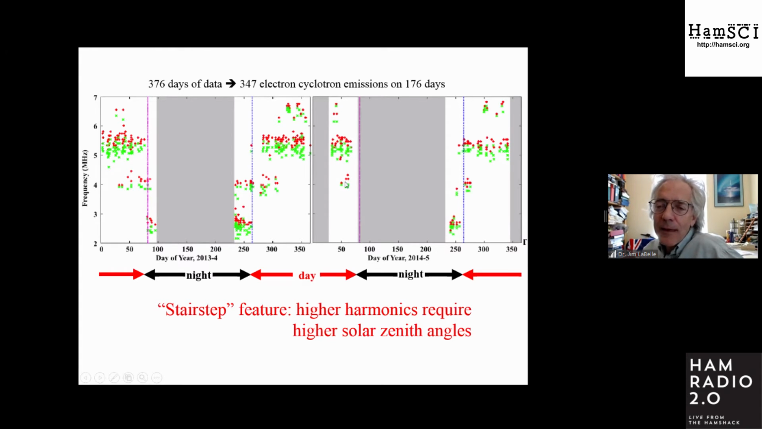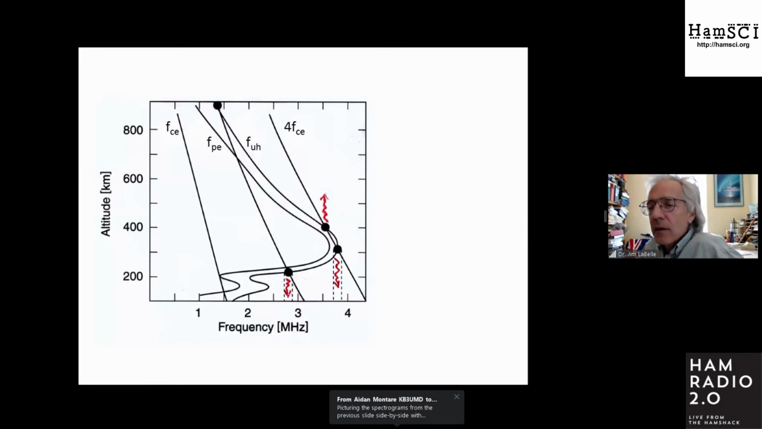And then you have that same stair-step pattern as the sun sets, and then the stair-step pattern repeats in the subsequent year. So this is very interesting. It shows that these higher harmonic roar emissions occur during the daytime. They require daytime. The lower harmonics occur during the nighttime. And this actually accords very nicely with the theory of how we believe these emissions are generated.